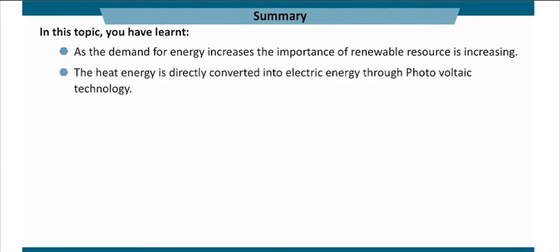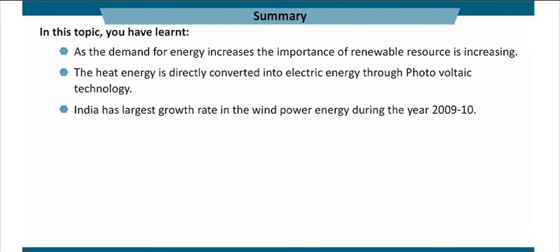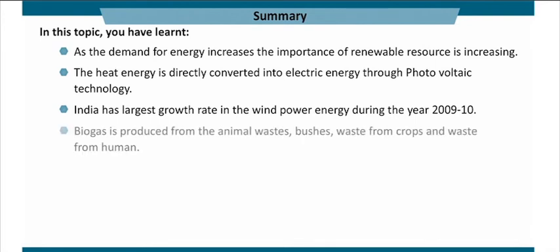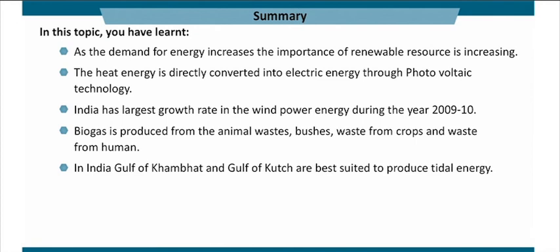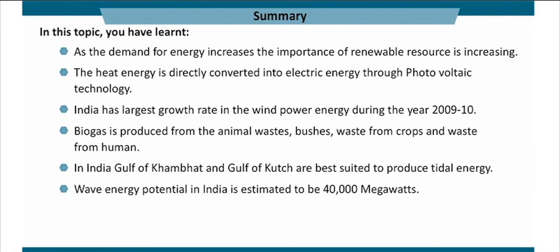The heat energy is directly converted into electric energy through photovoltaic technology. India had the largest growth rate in wind power energy during the year 2009 to 2010. Biogas is produced from animal waste, bushes, waste from crops and waste from humans. In India, the Gulf of Khambhat and the Gulf of Kutch are best suited to produce tidal energy. Wave energy potential in India is estimated to be 40,000 megawatts.